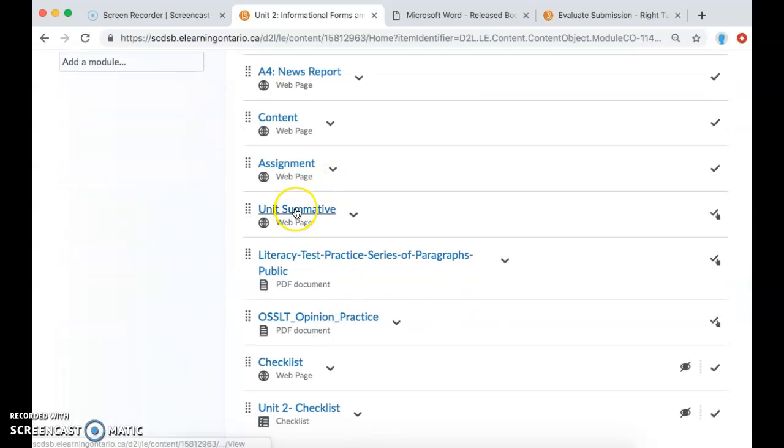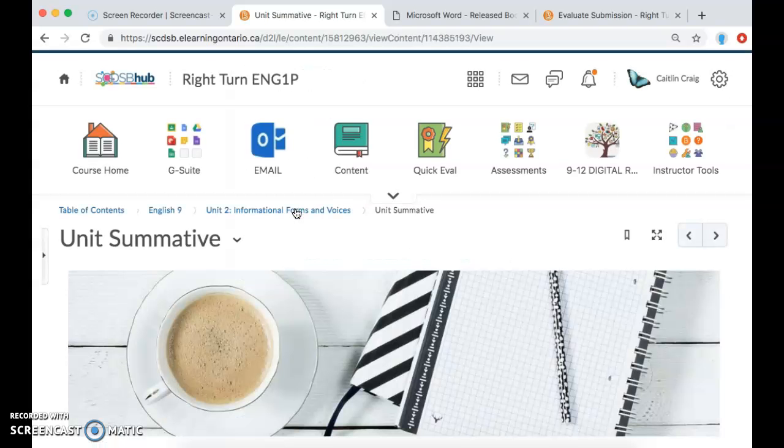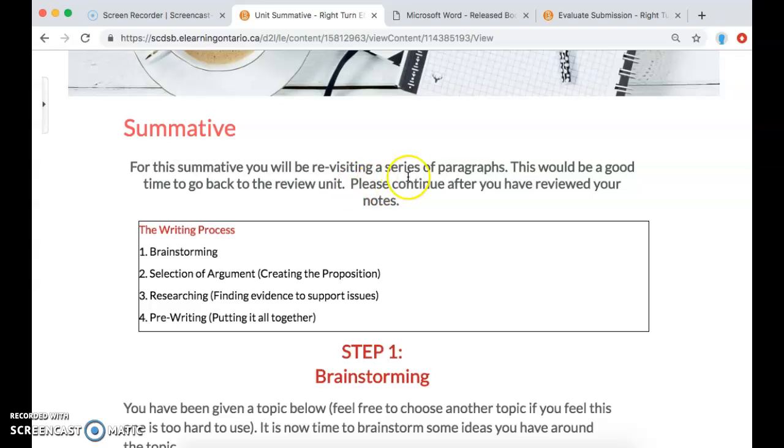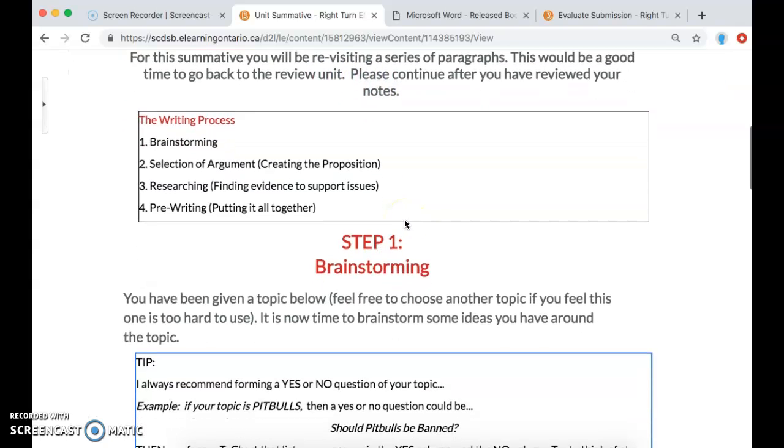Okay, unit summative, here we are. For this assignment, you'll be revisiting a series of paragraphs. We've done this. It's a good time to go back to the review unit and check it over, and then once we're done, we can continue. So we've done that. Again, after this video, you can go back and review it in more detail if you'd like, but otherwise we can get started.